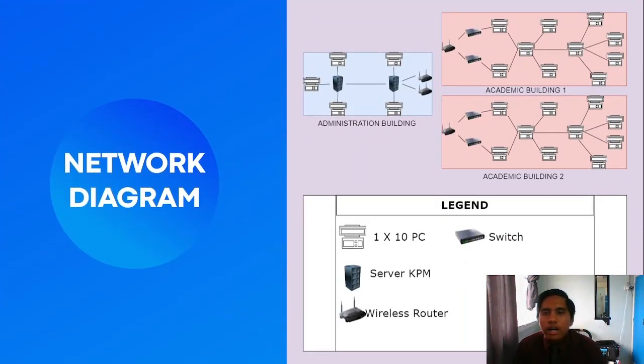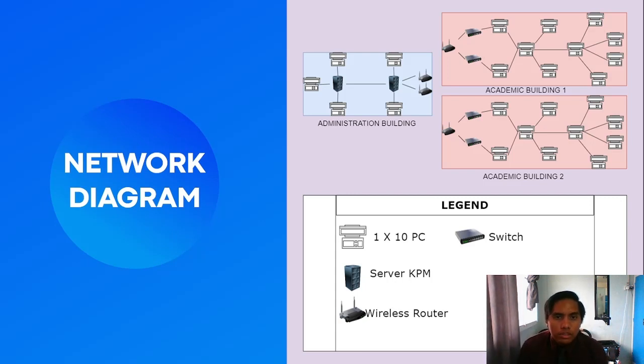Okay, this is our network diagram. We use two KPM servers and 250 PCs. Then we use 4 switches and 4 wireless routers. The router in the administration building is connecting to academic building 1 and academic building 2.